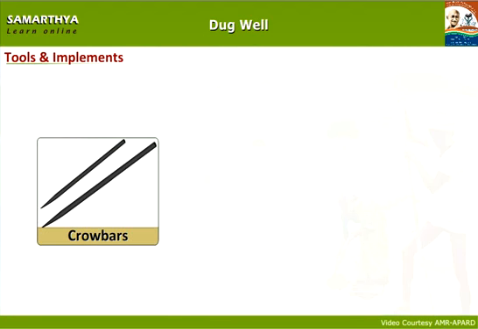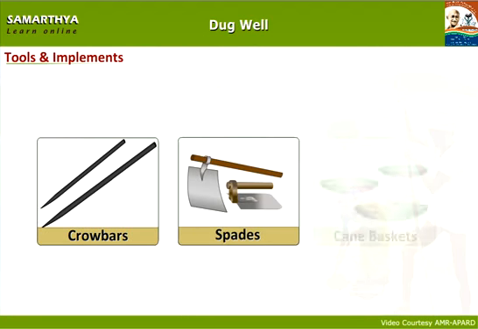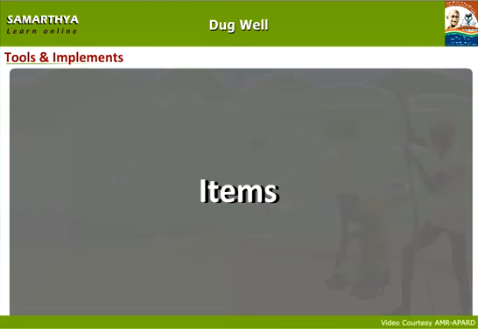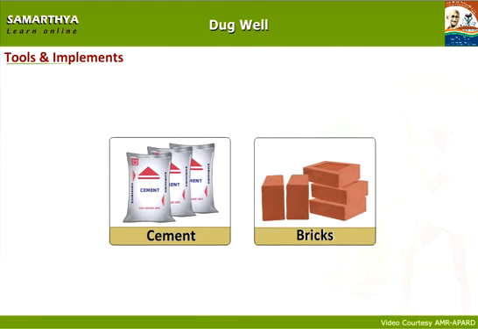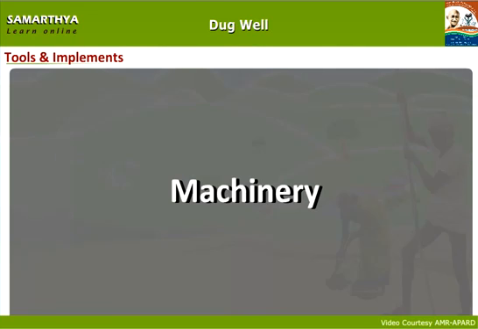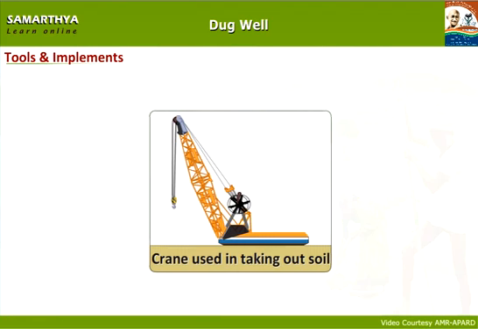Crowbars, spades, cane baskets. The following items are used for constructing open wells: cement, bricks. The following machinery is used for constructing open wells: crane, used in taking out soil.